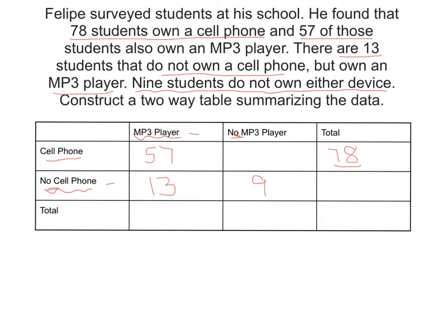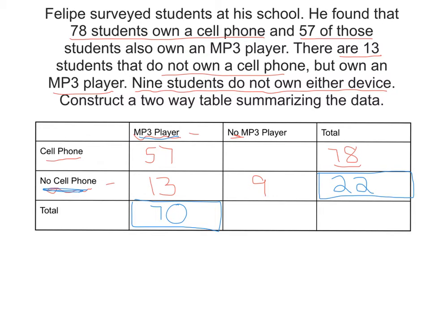So now we have to use the information given to us and fill in the rest of the table. So let's look at the first column to find the total, and this is total MP3 players. 57 plus 13 is 70. Let's see, we can fill in this box right here because this is the total of people that don't have a cell phone, and that would be 13 plus 9, which is 22.